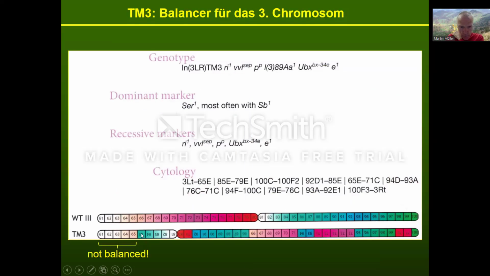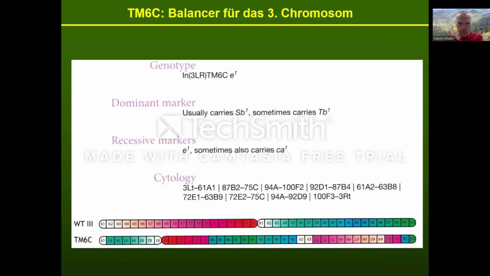The TM3 balancer chromosome is not a good balancer if your gene of interest is localized in this part here of the third chromosome, because there are no inversions in that region. So if you know that your gene is localized in this part of the third chromosome, you should not use TM3 as a balancer, because then you are very likely to lose your mutation. For that, you would rather use the TM6C balancer.